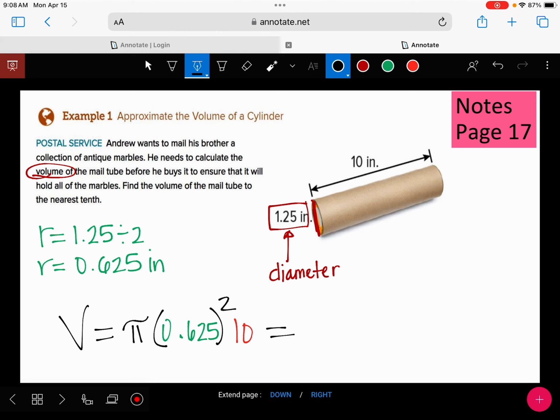Okay, Jaden, what you get? 12.27. Anybody else get that number? All right, good. And that would be your volume. That is your answer. Volume is always unit cubed.